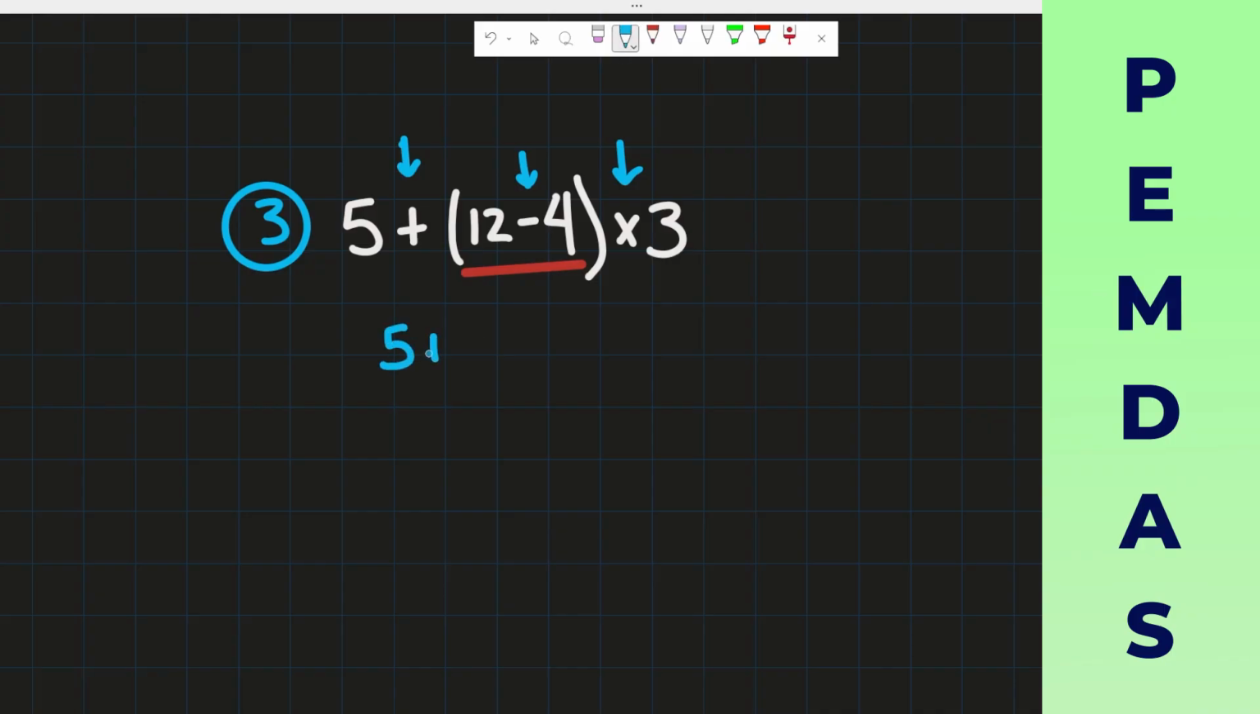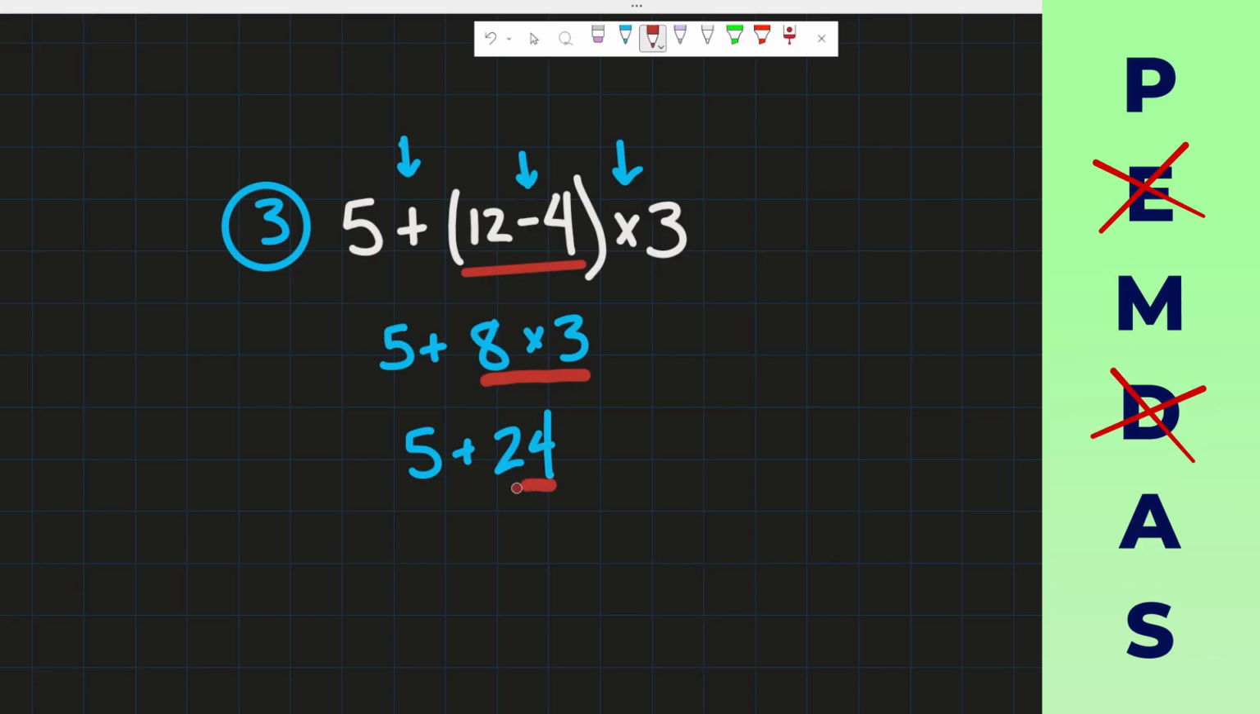So if I rewrite this, 5 plus 8. After everything's done inside the parentheses, I'm just going to drop them. And then times 3. We don't have any exponents. We got some multiplication though. So 8 times 3 is 24. So again, we're going to rewrite this. 5 plus 24. And then our final step is going to be adding this. 5 plus 24 is going to be 29.